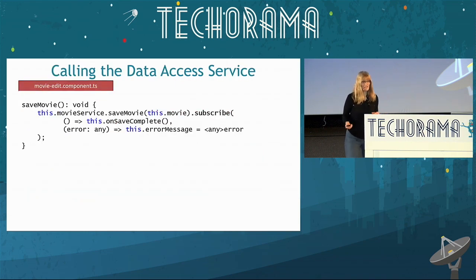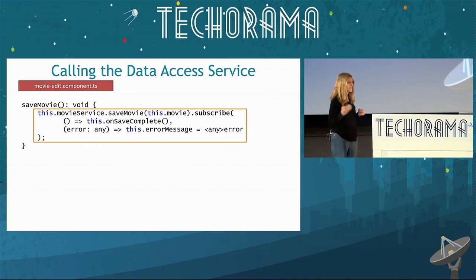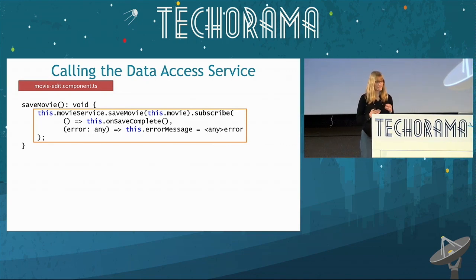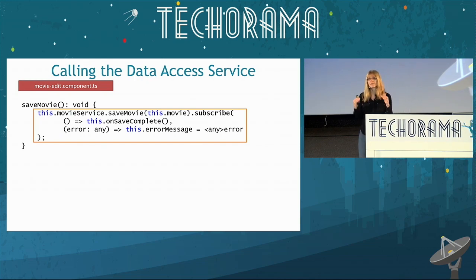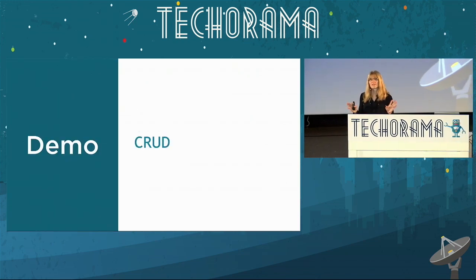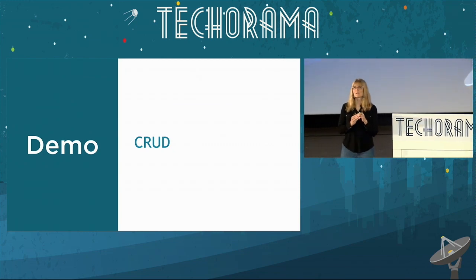Calling the data access service, again, we subscribe, and then we can again define a function to call when the update worked correctly, which I'm calling on save complete, or whether it was called with an error, returned with an error.